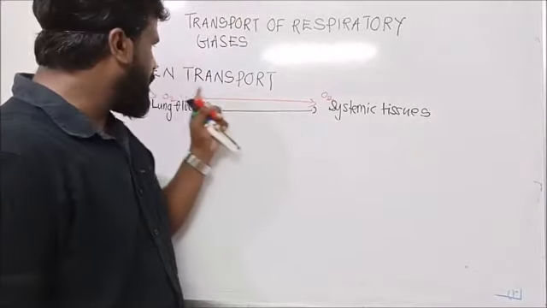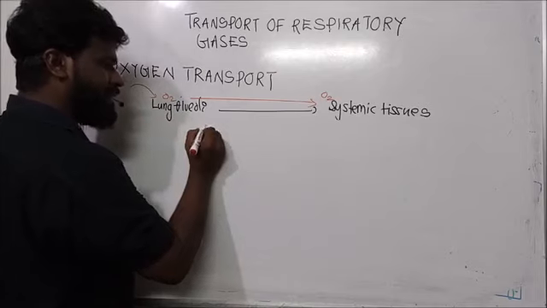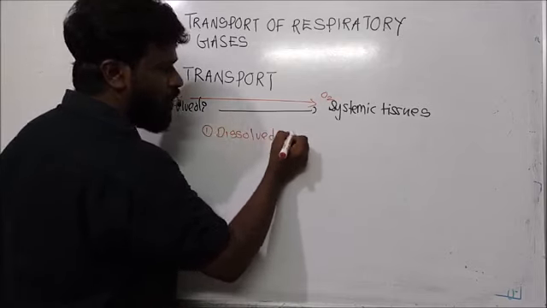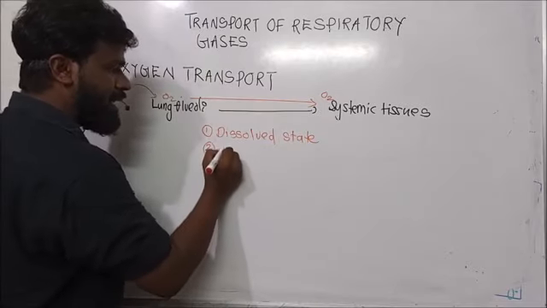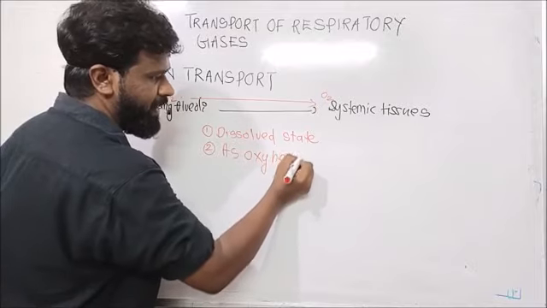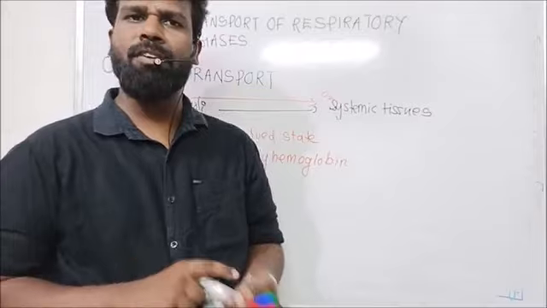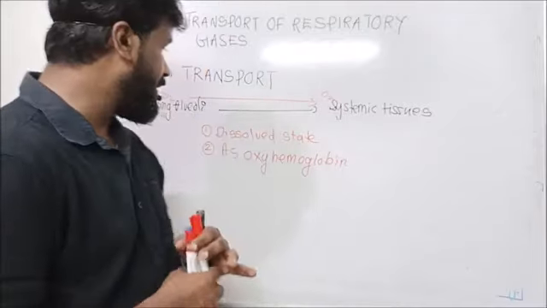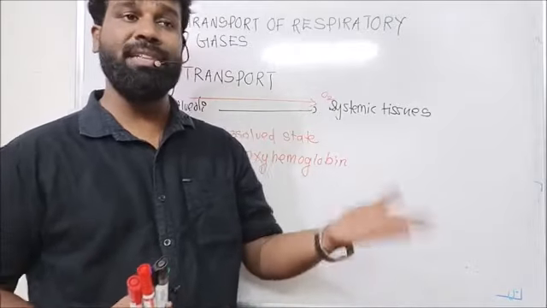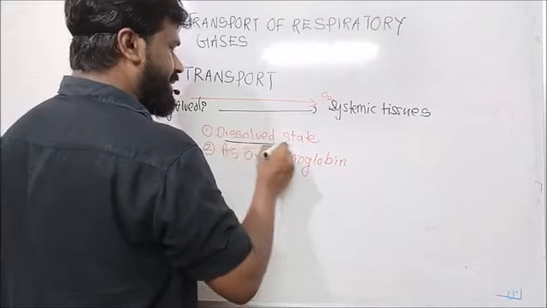This transport of oxygen from alveoli to tissues is in two forms. First one, in dissolved state. Second form, as oxyhemoglobin. So oxygen is transported from lungs to tissues in two forms. One is in dissolved state, another one is in chemical combination with the hemoglobin, called the oxyhemoglobin form.